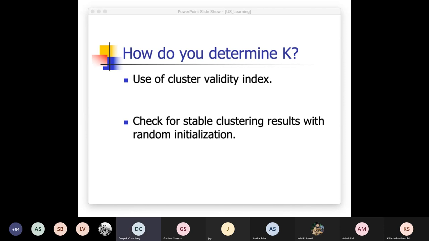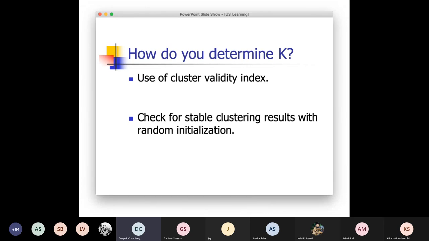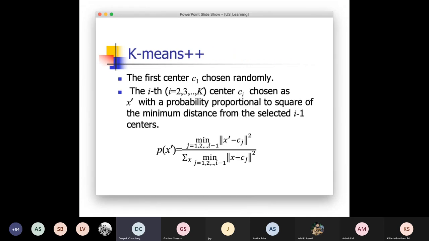Sir, I have a doubt in k-means++. What is the doubt? I did not understand how to take the next center, the next mean value. According to the probability we are finding the next center, how are we finding it?